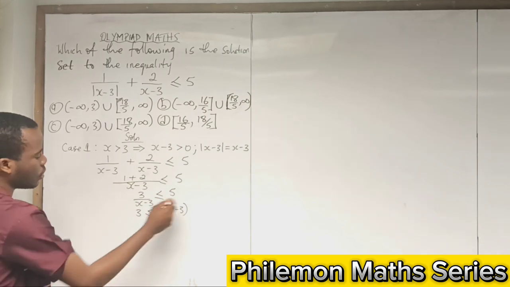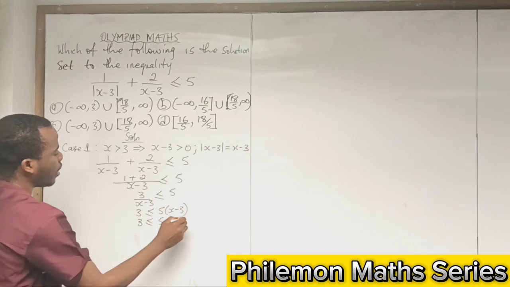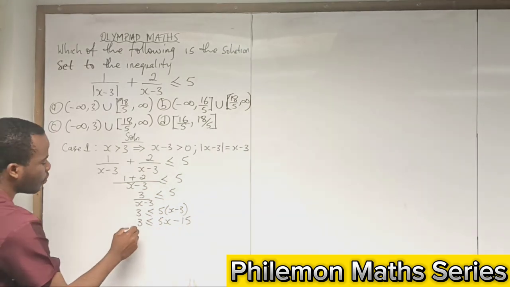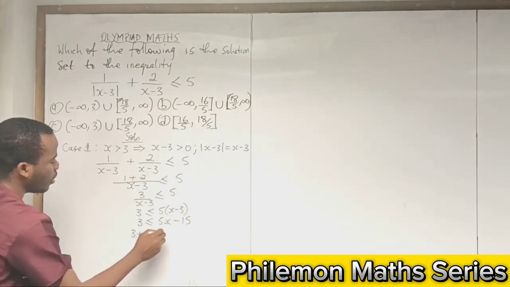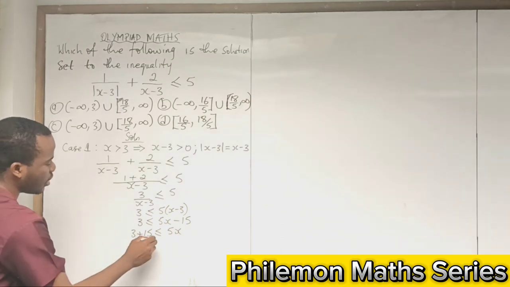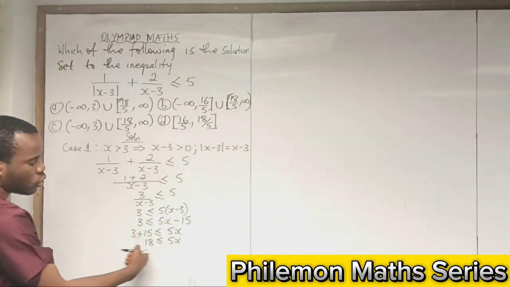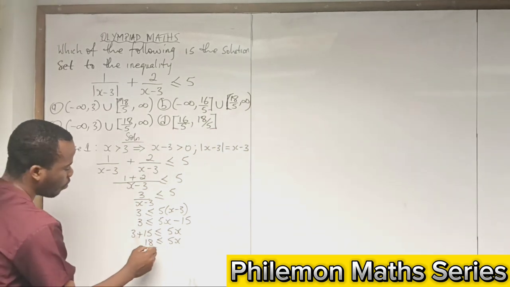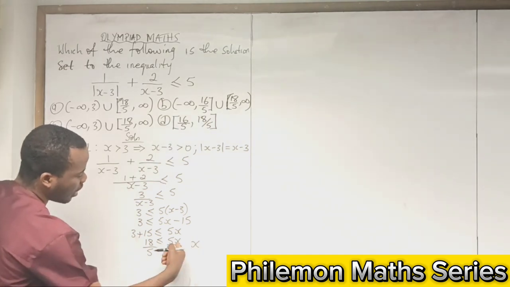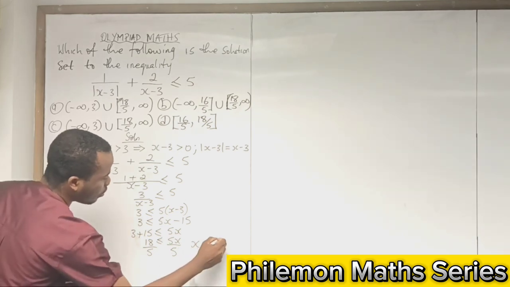Let's open the brackets. We have 5x minus 15. We add 15 to both sides, so 3 plus 15 is less than or equal to 5x. What we have here is 18 less than or equal to 5x. We can divide both sides by 5, so that x is greater than or equal to 18 over 5.